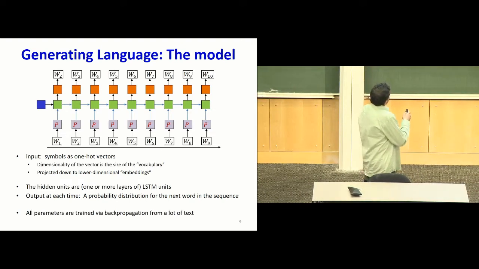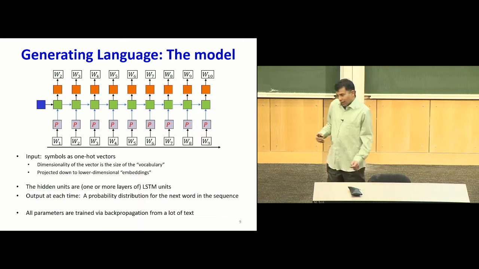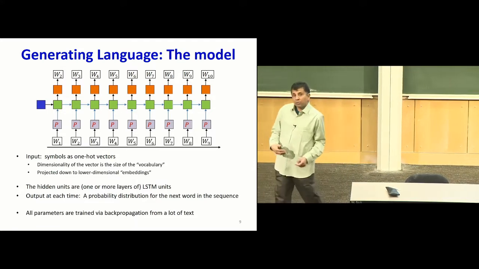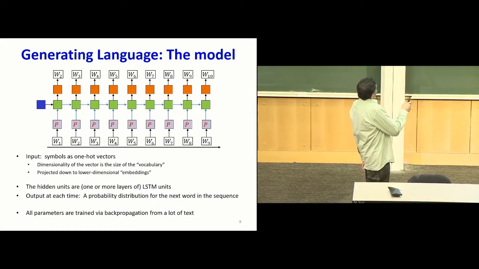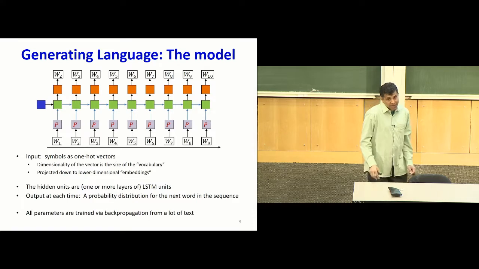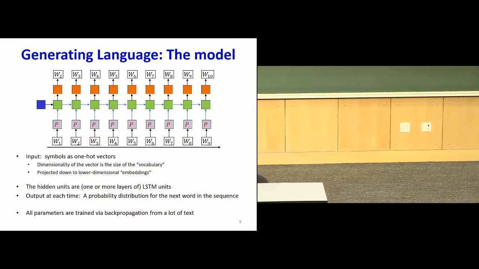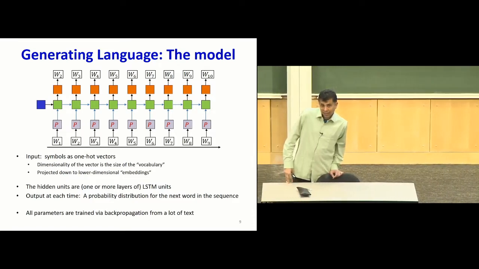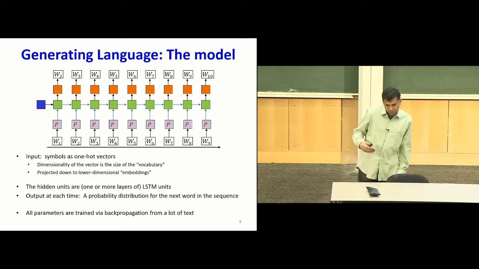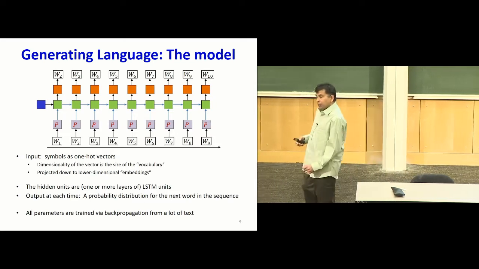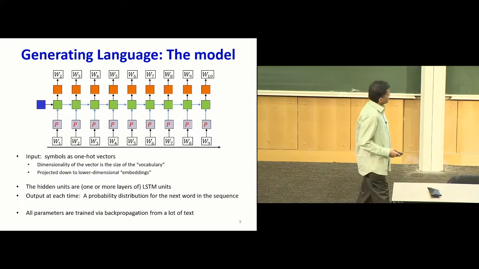And at each time, the output of the hidden unit is going to go into a final layer, which will produce a probability distribution over words. Although I've actually indicated words over here, what you would actually be outputting at each time is the probability distribution for the words at the next time. And the parameters of this entire model, which models language, must be learned through backpropagation.